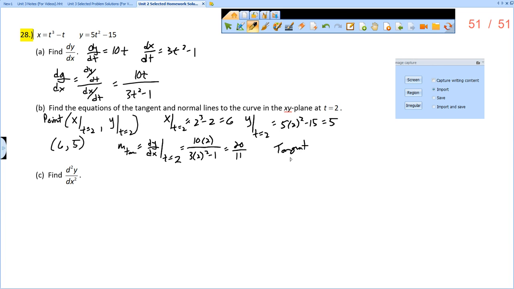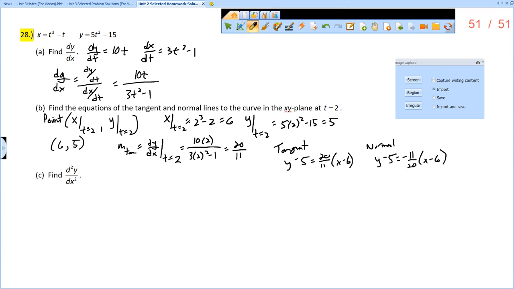So the equation of the tangent line is y minus 5 equals 20/11ths times x minus 6. And then the equation of the normal line, remember, is y minus 5 equals, and then we just take the opposite reciprocal of the slope, negative 11/20ths times x minus 6. So that's part B.